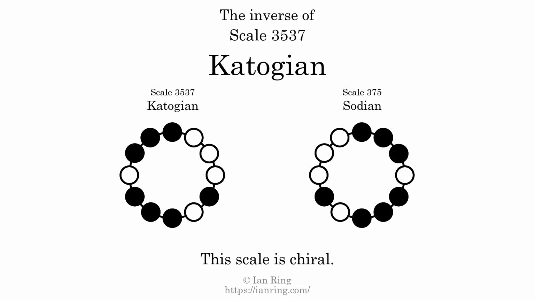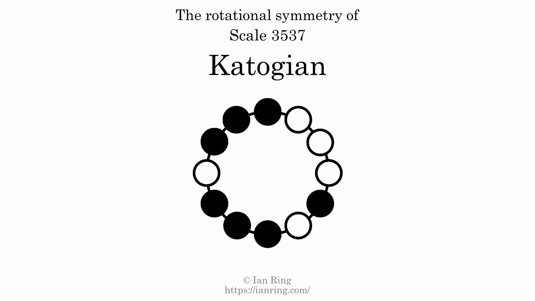The inverse of a scale is a mirror image. It is what you get when the sequence of intervals is reversed. The inverse of this scale is scale 375, also known as Sodian. This scale is chiral. It cannot transform into its inverse by rotational transformation. This scale has no rotational symmetry.